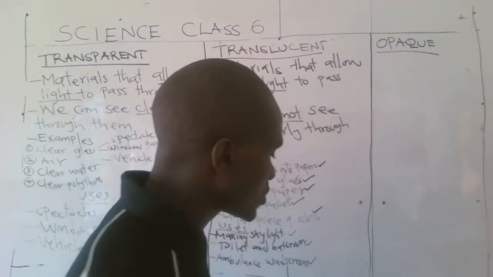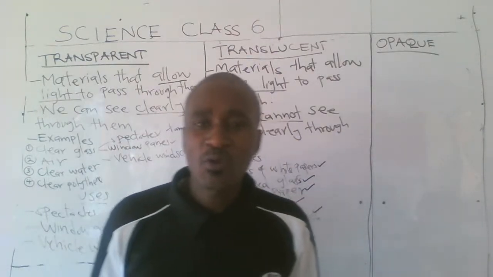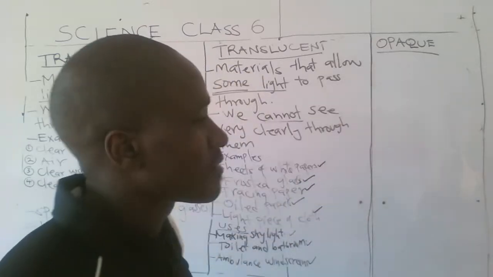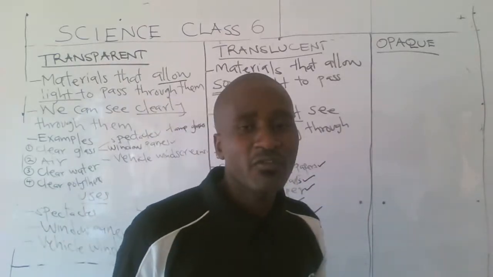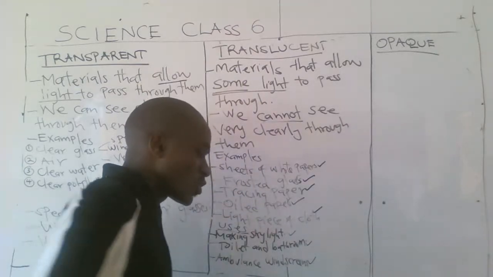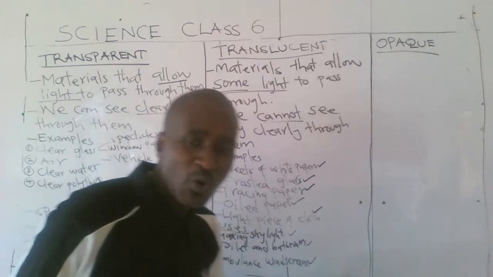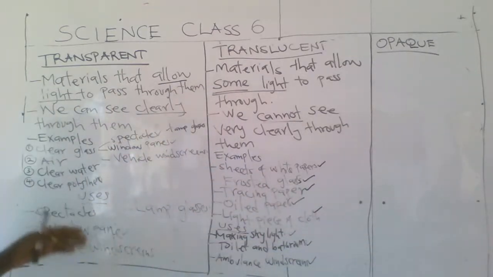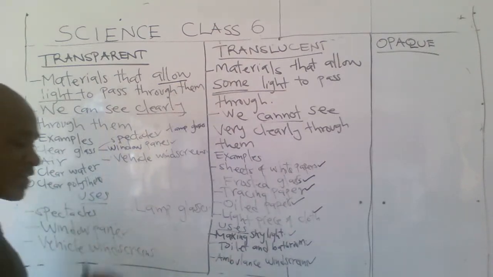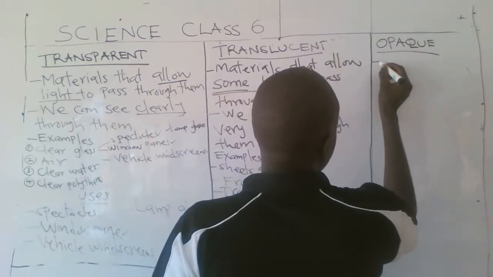Now we are moving to opaque materials. With opaque materials, I know this one is common with us, and most people can mention thousands of opaque materials and their uses. So, what are the opaque materials? What are these opaque materials? Opaque materials are materials that do not allow light to pass through them.